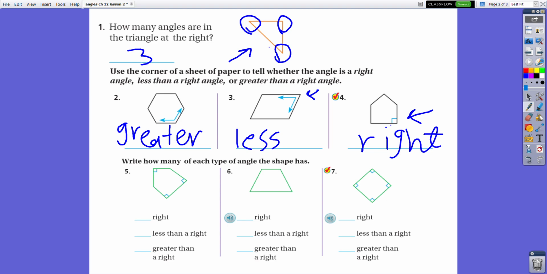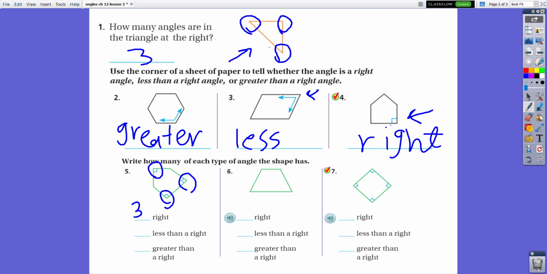Look at number 5. Write how many of each type of angle the shape has. So we're going to go over each shape and we will see how many right angles there are, how many less than a right angle or greater than a right angle. Now, how many right angles are there? If you want to know, you keep counting how many little squares there are. Look at the clue. So here, 1, 2, 3. So this is 3.